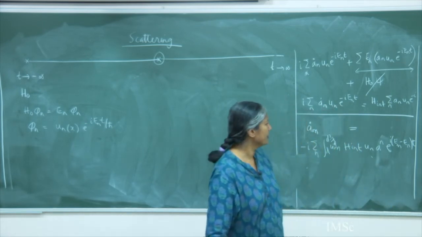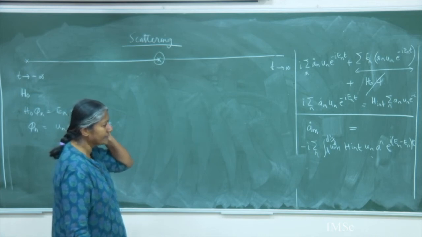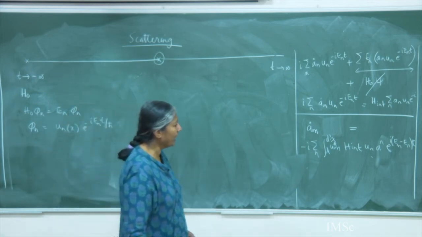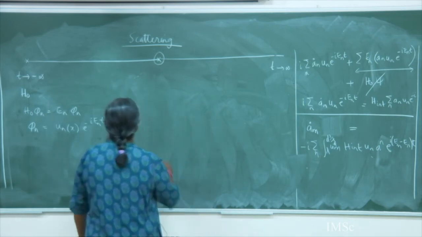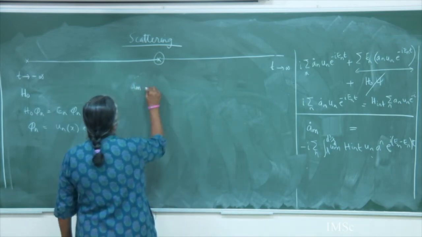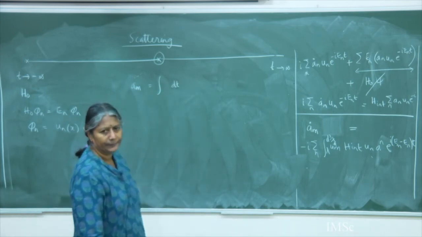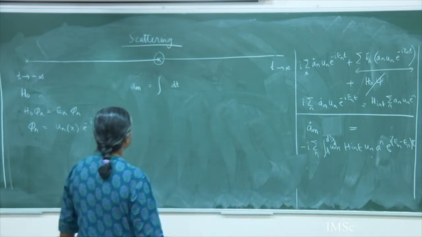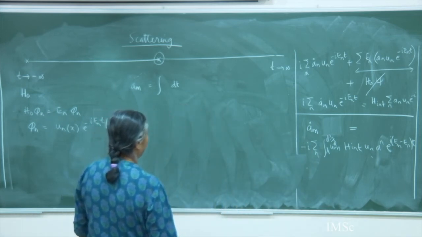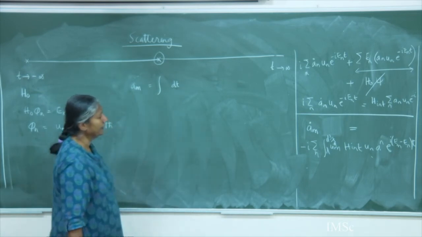So here I have my solutions. My solutions, a_m dot, are this integral on the right hand side, and therefore what is the solution for a_m? a_m will simply be the integral of this over dt, right, because I have a_m dot over here.